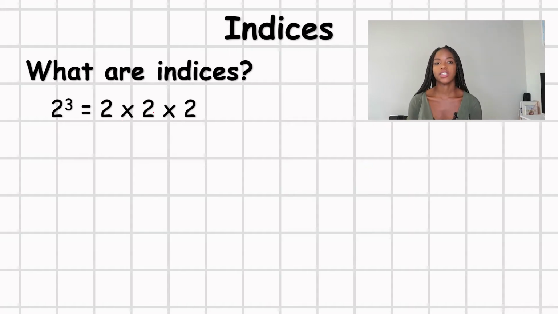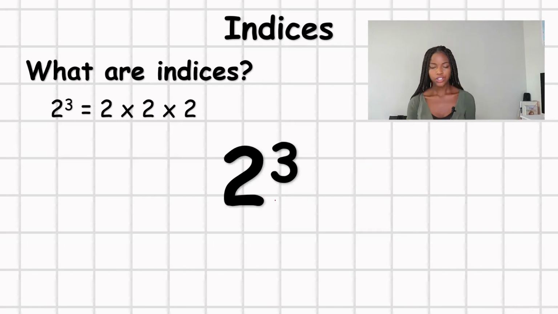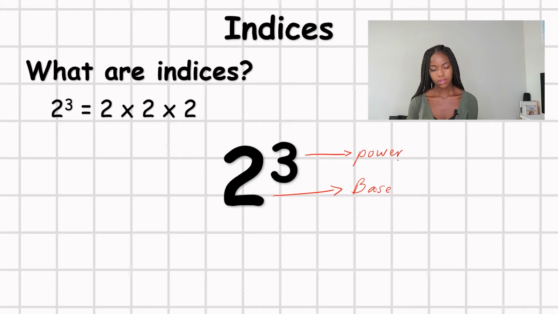And there's some terminology that you just need to know. Using the 2 to the power of 3 as an example, in index notation, we would say that 2 is the base, and the 3 would be called the power, or the index. Just say power, it's fine.